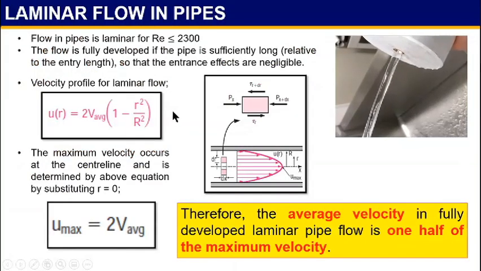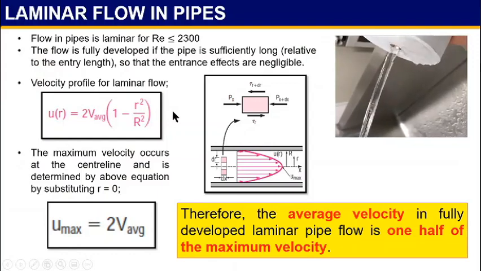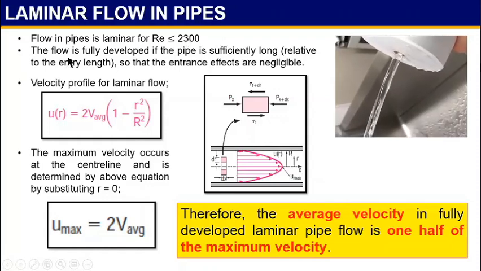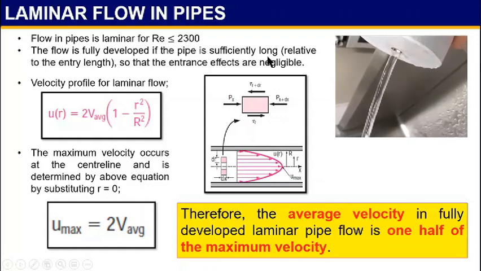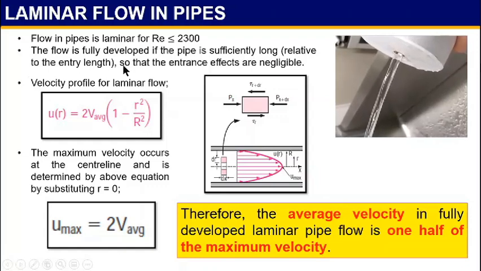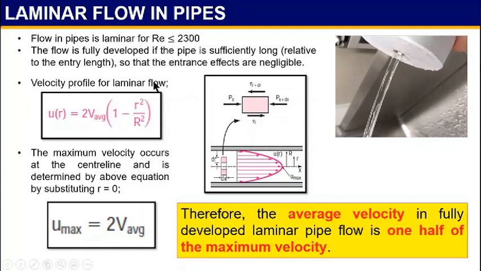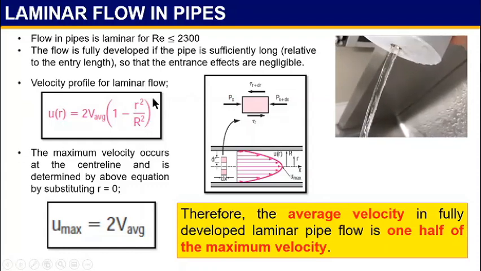Alright, now let's discuss a little bit about laminar flow in pipes. Flow in pipes is laminar for Reynolds number similar or lower than 2300. The flow is fully developed if the pipe is sufficiently long relative to the entry length so that the entrance effects are negligible.